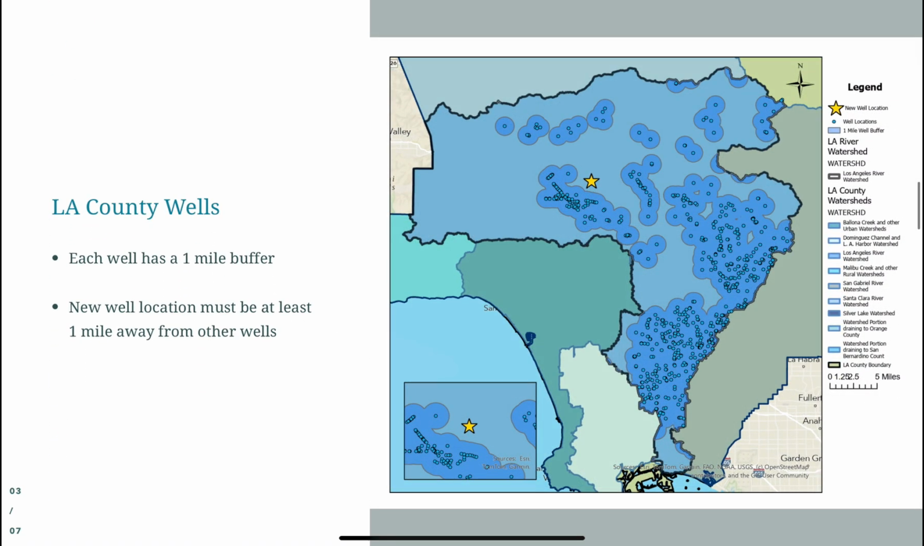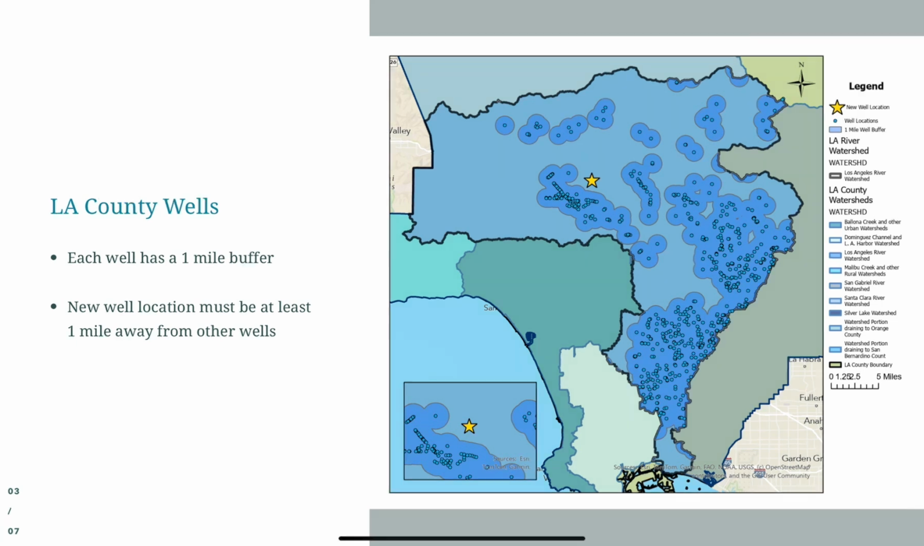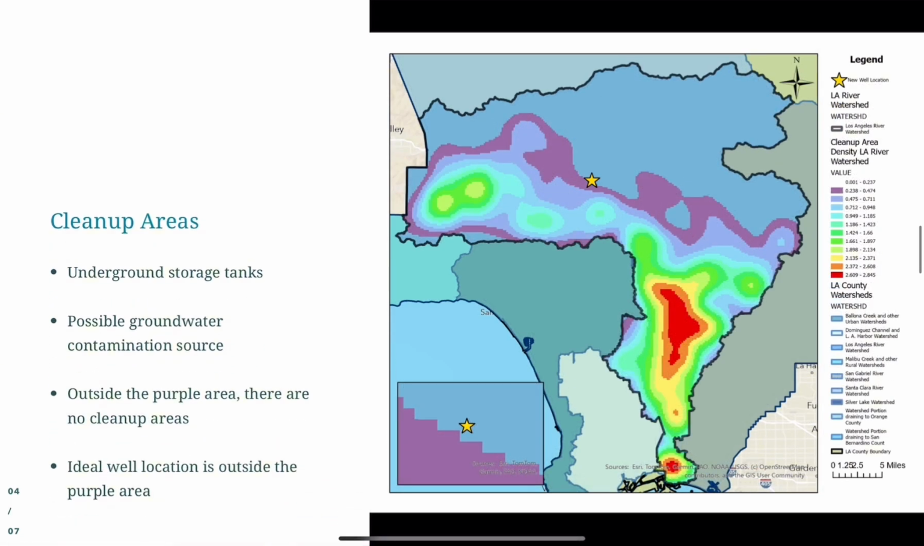Our new set of criteria are the LA County wells. Each well is symbolized by 1 point, and each one has its own 1-mile buffer. The reasoning for this is that some but not all wells have a regulation where they have to be at least 1 mile away from each other. Moreover, it makes more sense to dig a well away from the existing ones so that we can test the groundwater quality at new locations as opposed to areas that have high well densities already.